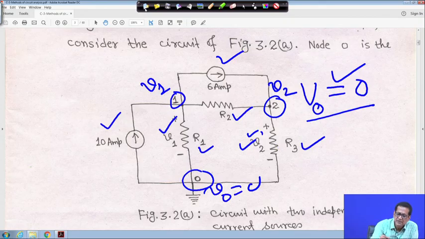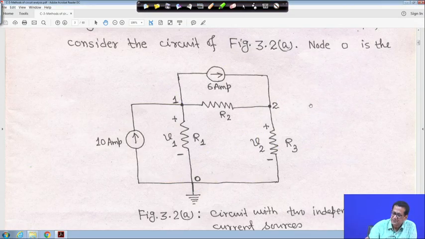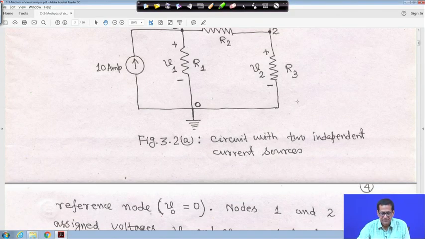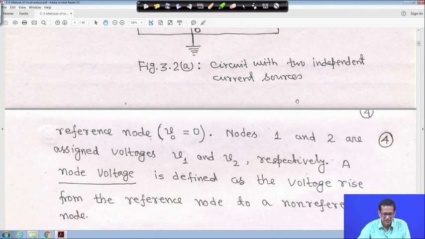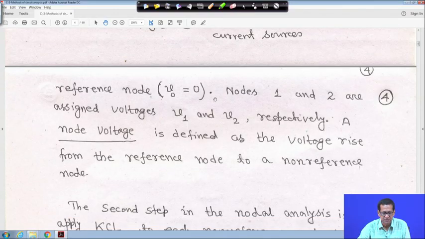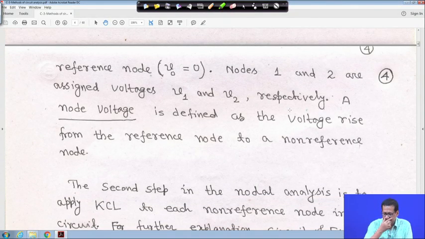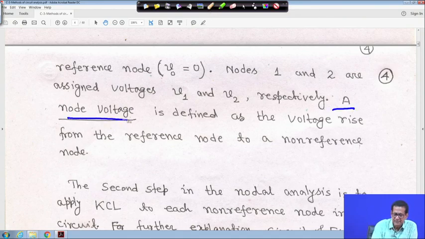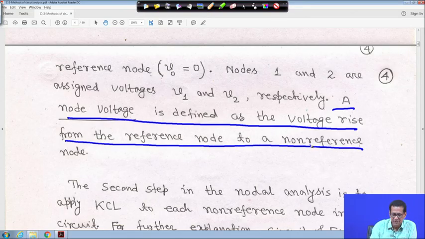So, let me clear it. The reference voltage here is marked as 0, and nodes 1 and 2 are assigned voltages V1 and V2 respectively. Therefore, a node voltage is defined as the voltage rise from the reference node to a non-reference node.